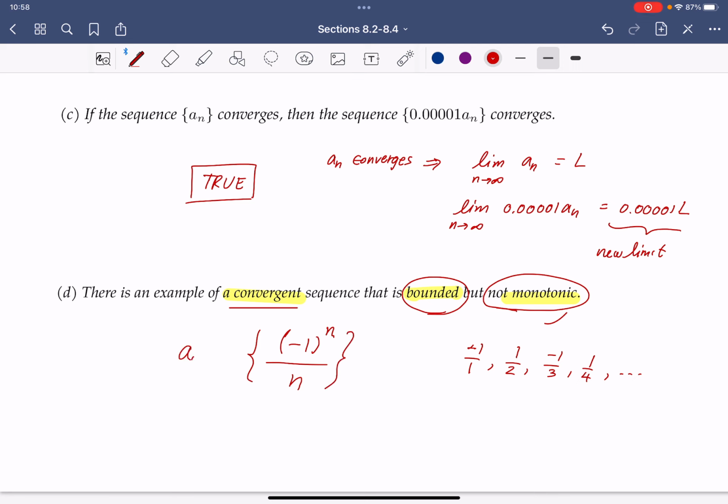This is a convergent sequence, because if you take the limit, it goes to 0, right? No matter what, it goes up and down, so it's not monotonic.